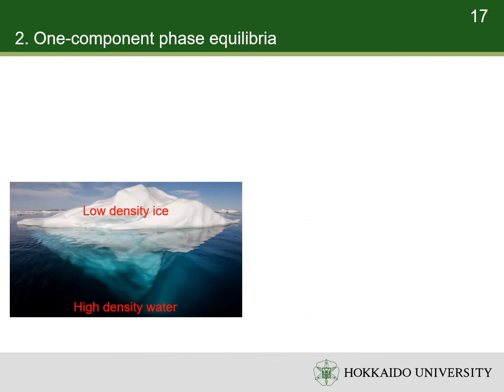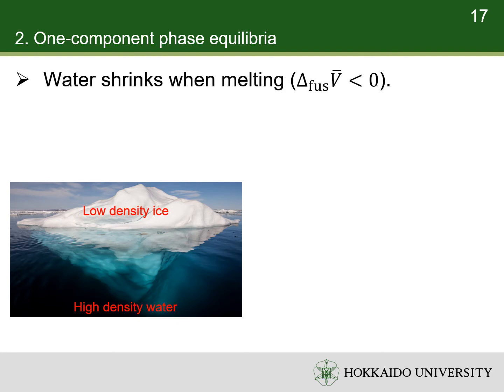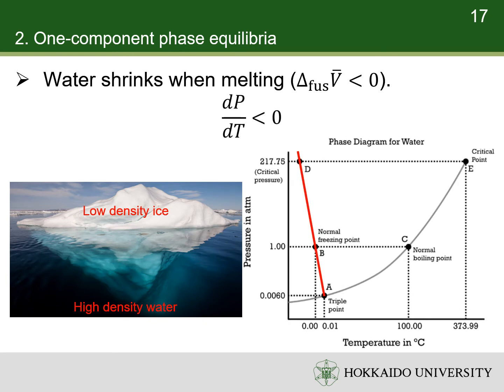However, water is an exception. Near standard pressure, the density of normal solid ice is lower than liquid water. Thus, the molar volume decreases during the fusion of ice. The slope of the tangent to the phase boundary between the solid and liquid phase is negative. That is, the melting point of ice lowers with pressure.